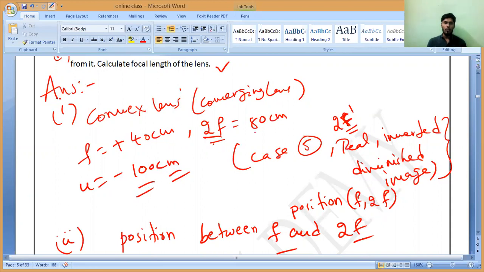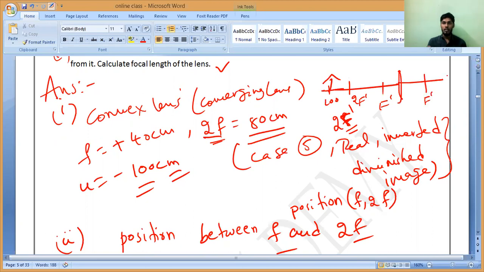Yes, because 2F is 80 and the object is minus 100, more than 2F dash. 2F dash is 80, F dash is 40. So more than 2F dash, 100 here it is. Here we have placed the object, here we have placed the lens, so the image will come between F and 2F. So case number 5 only it is. Correct or not? Yes, sir.